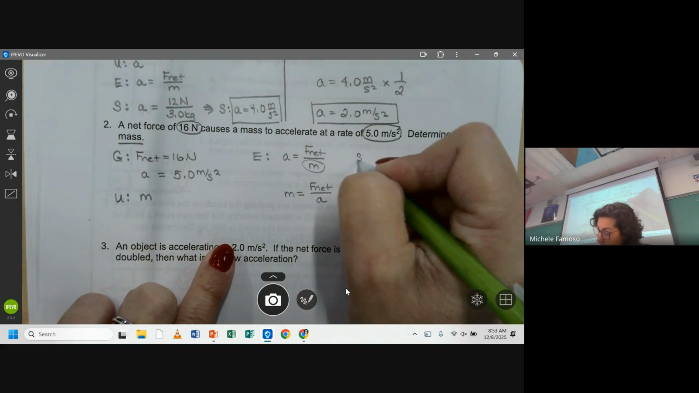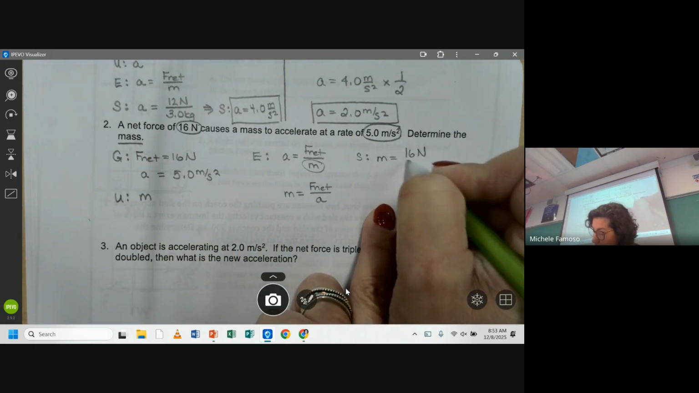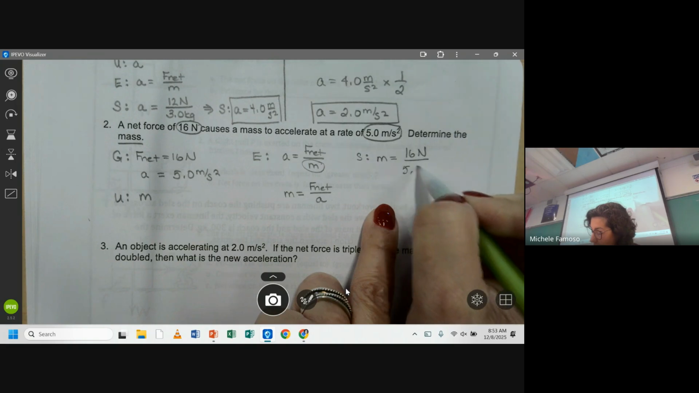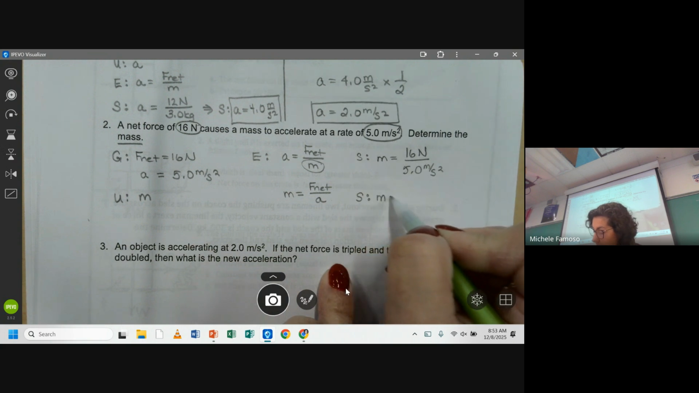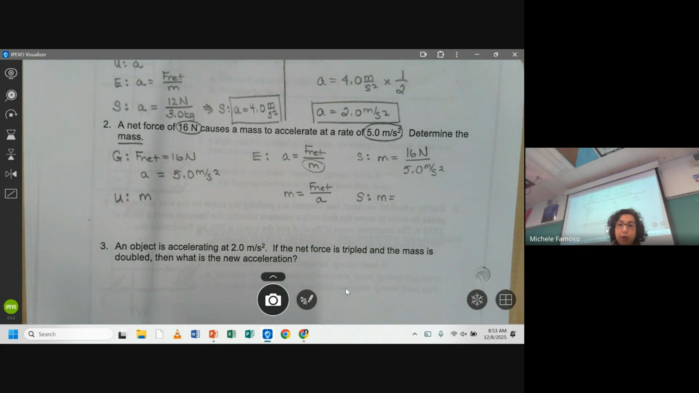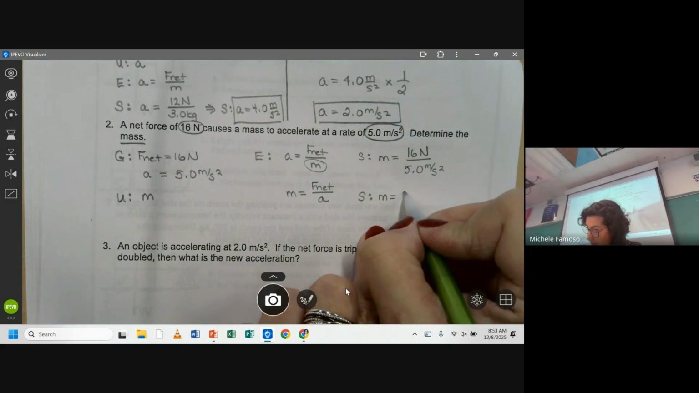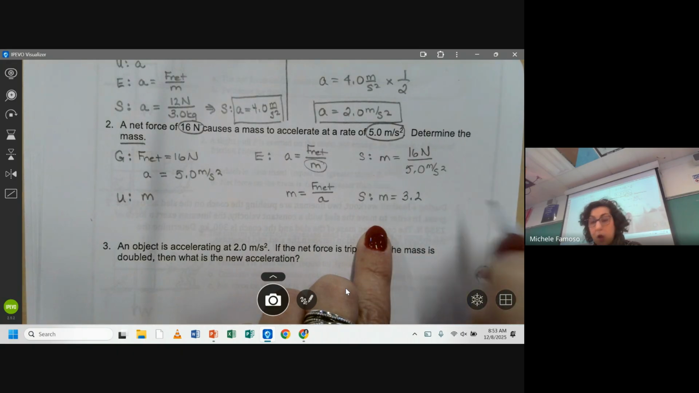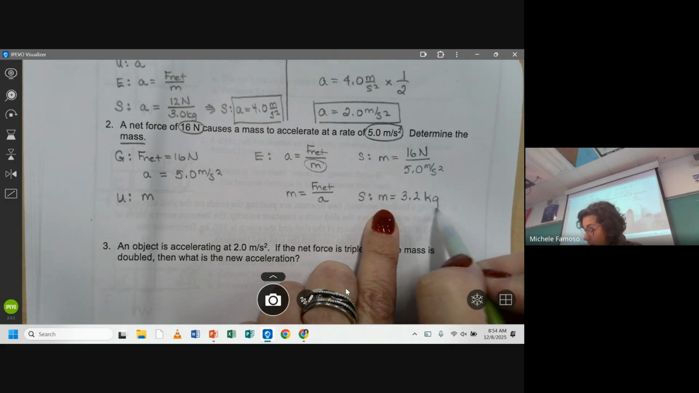Now let's go ahead and do our substitution with units. So m would be 16 newtons divided by 5.0 meter per second squared. Now you're going to solve that with an answer that has proper units and sig figs. Blake, can you tell me what that means the mass is? No, newtons is force. All masses are measured in kilograms, kg. That is correct.